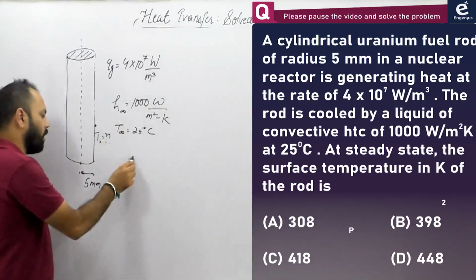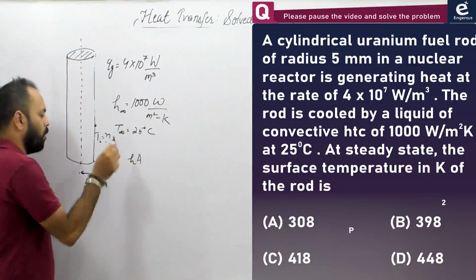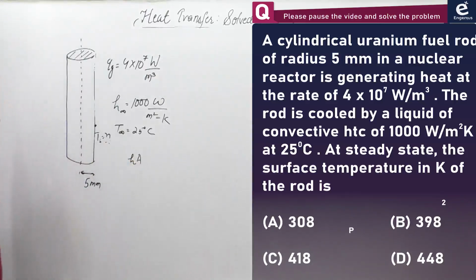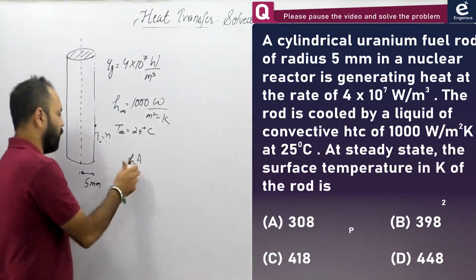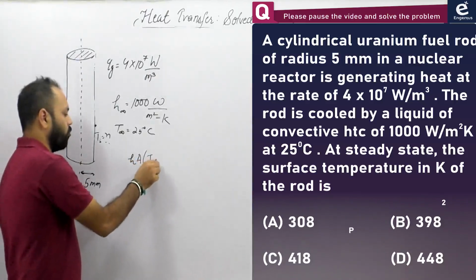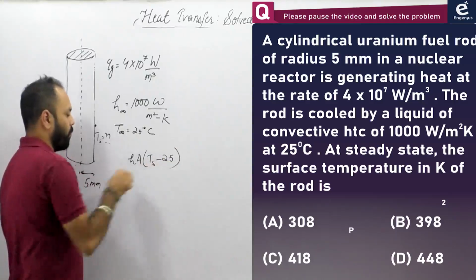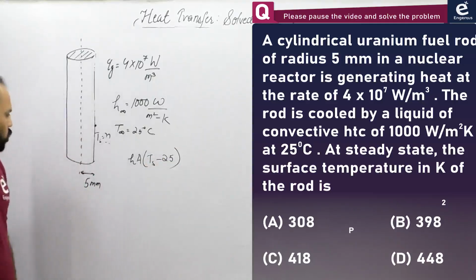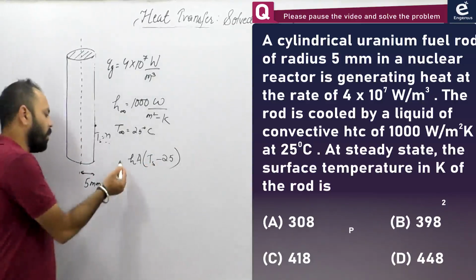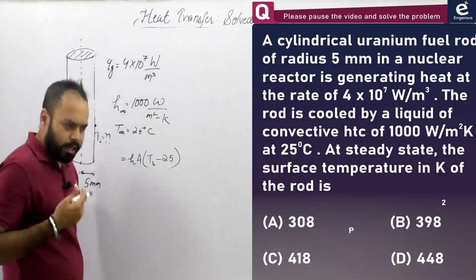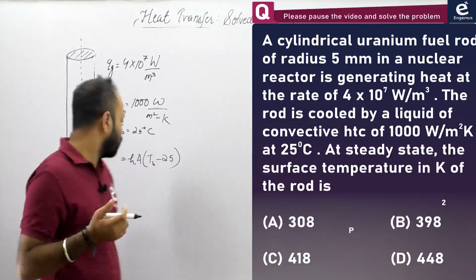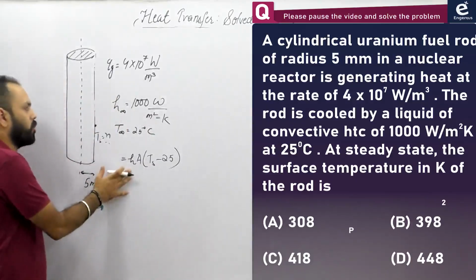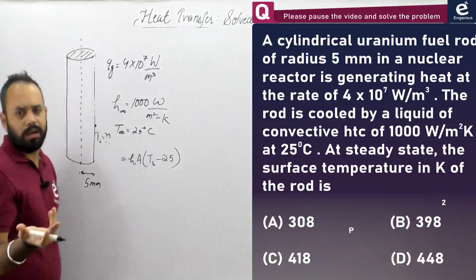कैसे रिलेट करवाया था मैंने? H into A, right? So Qg is given too, right? हाँ, H into A multiplied by Ts, which we want to find, minus 25, right? This is the heat convected. Okay, and this must be equal to, at steady state, heat convection in the medium must be equal to heat generated.